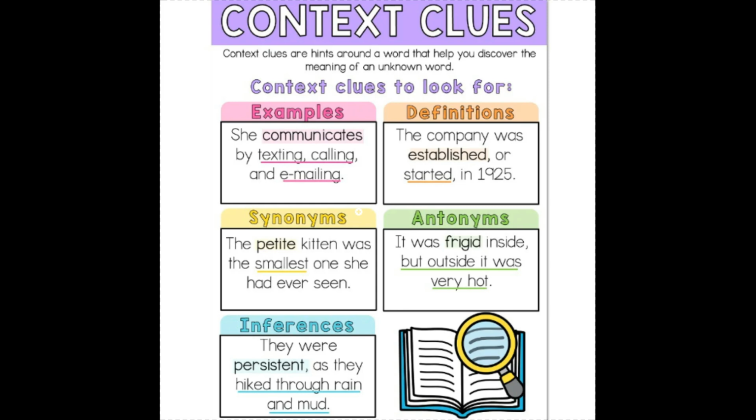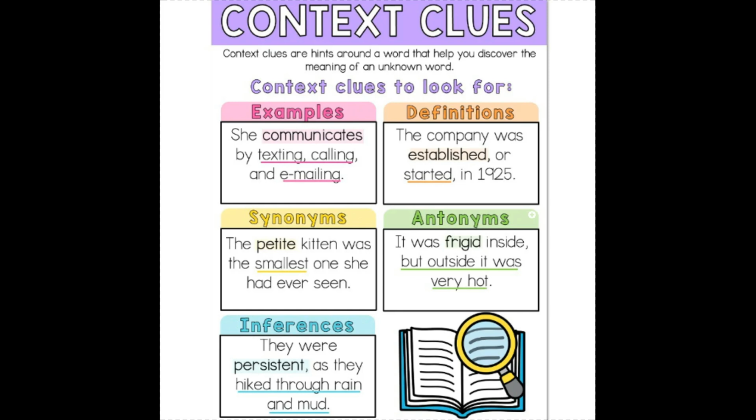Another example of a context clue could be synonyms. The petite kitten was the smallest one she had ever seen. Do you know what the word petite means? Maybe not, but let's keep reading about this petite kitten. It was the smallest one she had ever seen. So petite means very small. Synonyms have the same or similar meaning. Petite and small mean the same or a very similar thing.